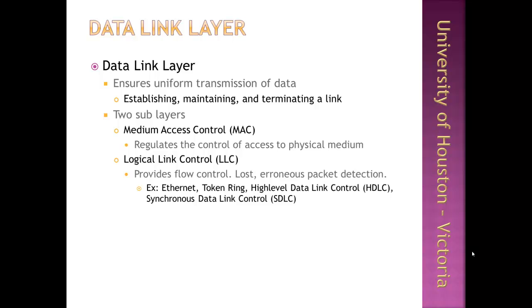The layer on top of the physical layer is called the data link layer. It ensures uniform transmission of your data by establishing, maintaining, and terminating a link between the two ends of this communication. There are two sublayers to the data link layer. The medium access control, or MAC, which regulates the access to the physical medium, and the logical link control, LLC, which provides the flow control of this information. It's also responsible for the detection and correction of lost or erroneous packets that have been transmitted.